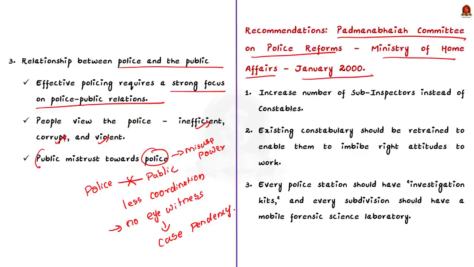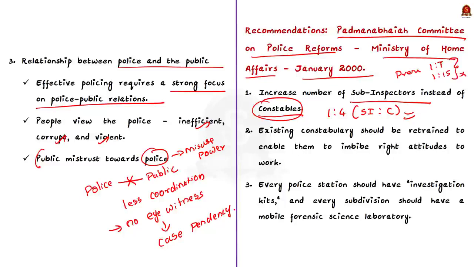The first recommendation is to increase the number of sub-inspectors instead of constables. To make this happen, the committee recommended to restrict the recruitment of constables till a sub-inspector to constable ratio of 1:4 is achieved. At present, the ratio ranges from 1:7 and in extreme cases in some states, the sub-inspector to constable ratio is 1:15. Okay. Secondly, the constables must be retrained.